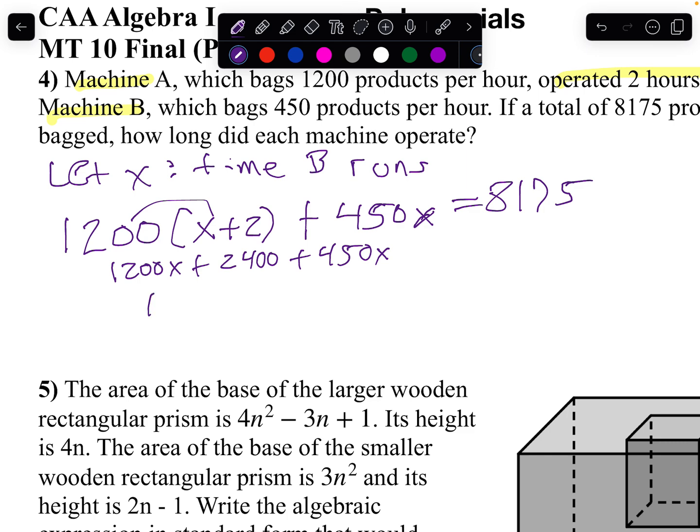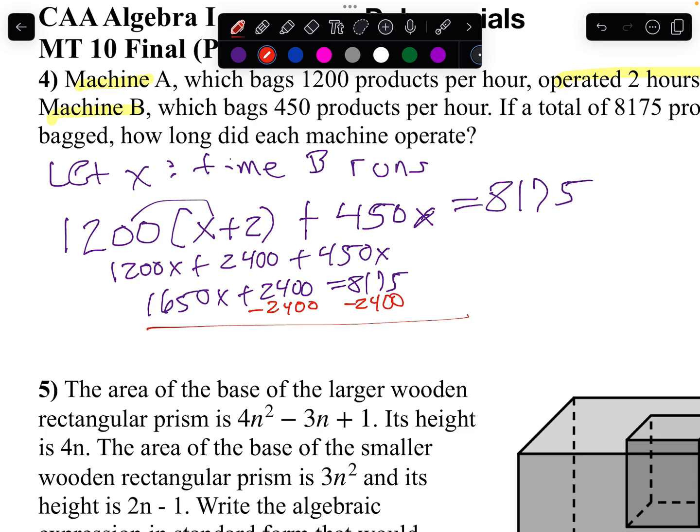So I'll get 1650X plus 2400 equals 8175. So then let's subtract 2400 from both sides, and we'll get 1650X equals, if I take 8175 minus 2400, you get 5775.